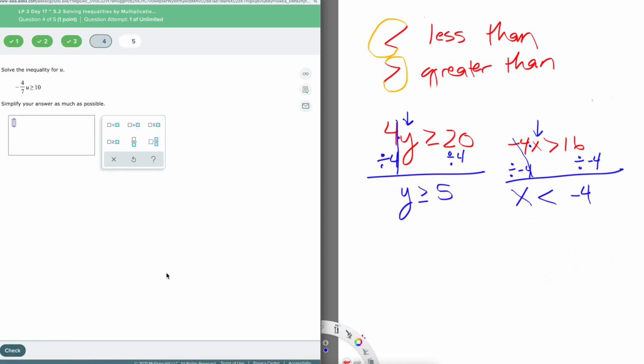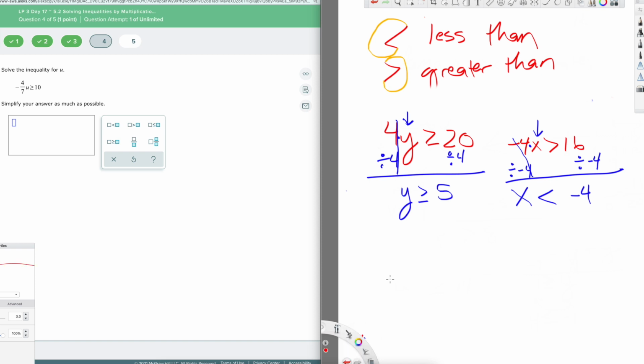All right, so we're going to do this next one with some fractions here. We seem to like to do some fraction practice on some of these. Remember, a fraction is literally multiplication and division happening at the same time. The top is multiplication, the bottom is division. So if I want to undo multiplication, I divide. If I want to undo division, I multiply.